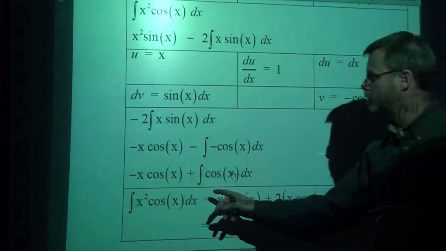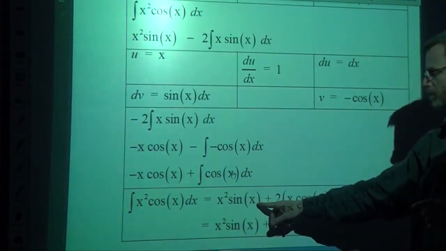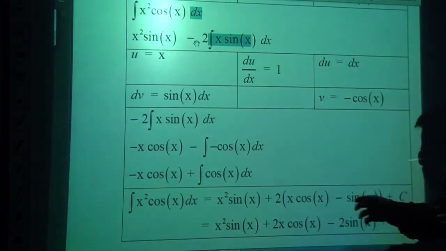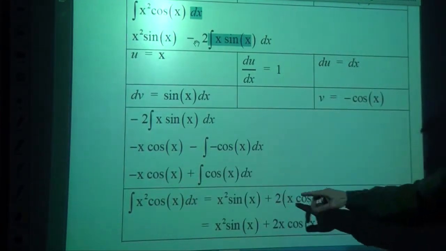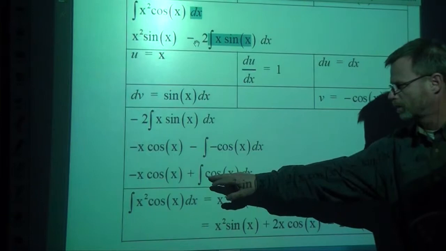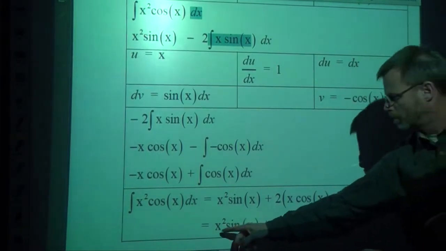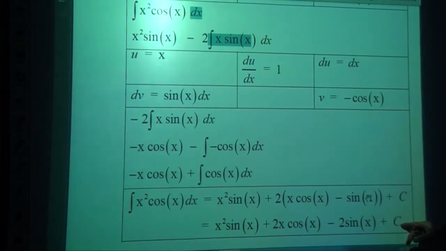Now we're saying, here's the original question. The original question is equal to this, x squared sine x, subtract this line. So I'm subtracting a negative. I rewrote that as plus 2 times this, and then distributed the negative in front of that. Because when we integrate the cosine x, we get sine x. Plus the constant of integration. We just distribute the 2 over everything, and this is what we end up with. And you have to be sure to include the constant because we did an indefinite integral.